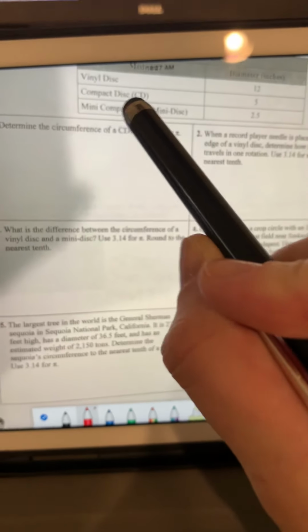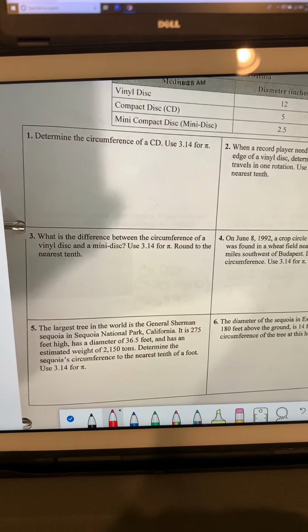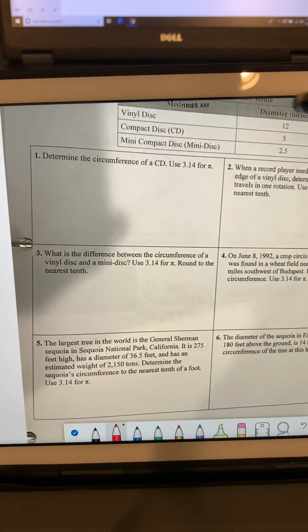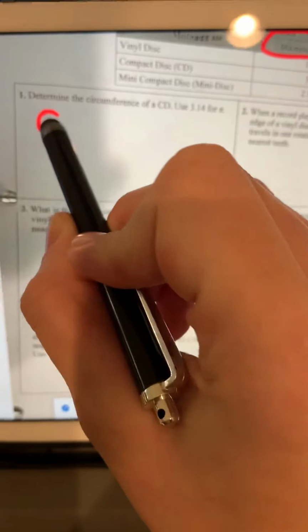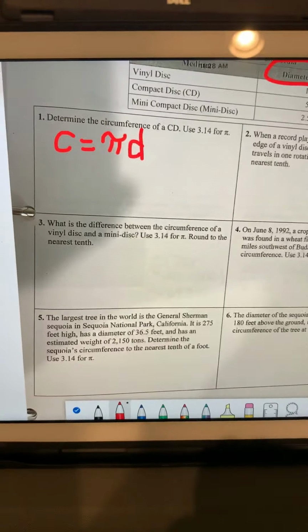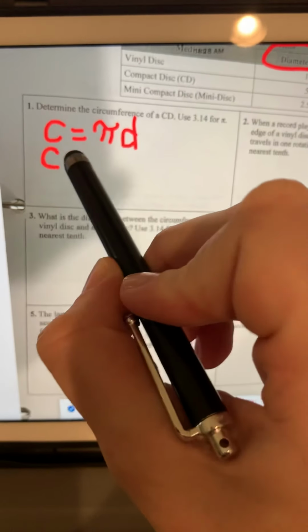So in the table, it says CDs have a diameter of 5 inches. So since they give me the diameter on this assignment, I'm going to use the formula C equals pi times diameter. Once I know my formula, I can plug in what I know.